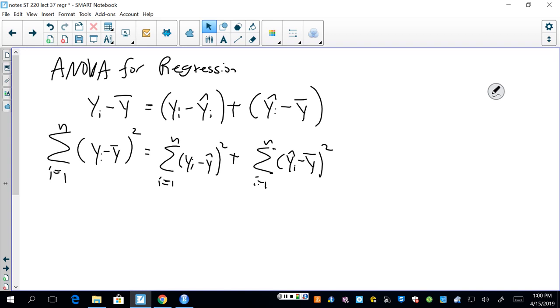And then there is a cross product term that goes to 0, that it cancels. It's kind of an artifact of us using slope-intercept form and doing these squares. And it works out algebraically. So this is the sum of squares total. This is the sum of squares error, and this is called the sum of squares due to regression.